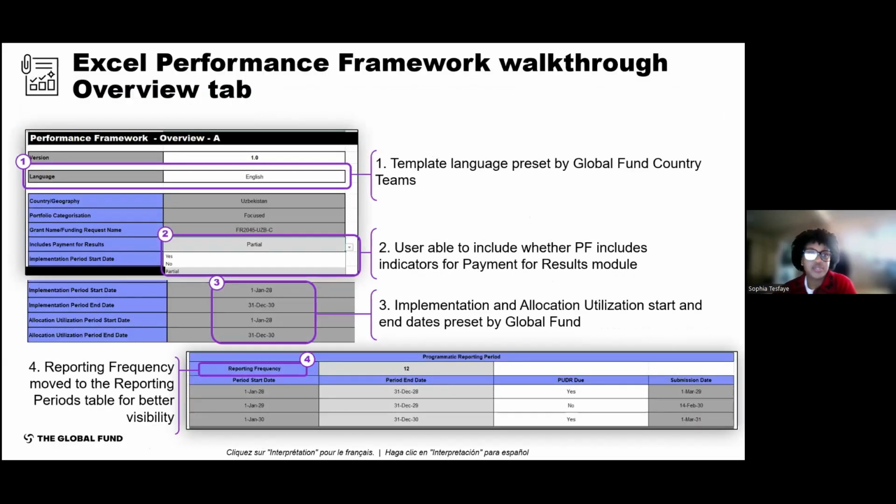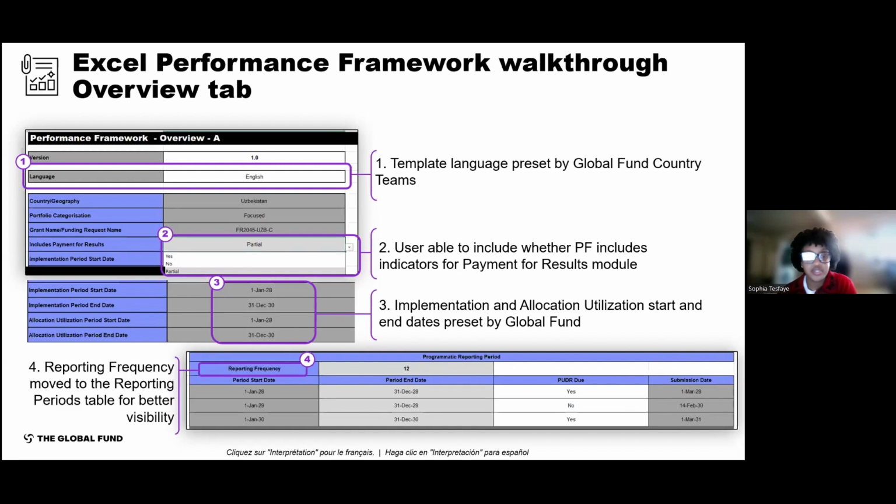Starting with the overview tab, point number 1 here, at the very top, you'll see that we've included this language section, which is preset by the Global Fund country teams, and they'll set the language for the entire performance framework form. Similarly, point number 3 we'll jump to. The implementation and AUP start and end dates are also set by the Global Fund. If there are any changes that are required to the language or any of these dates, just reach out to your Global Fund country teams and they're able to help you out with that in the Excel.